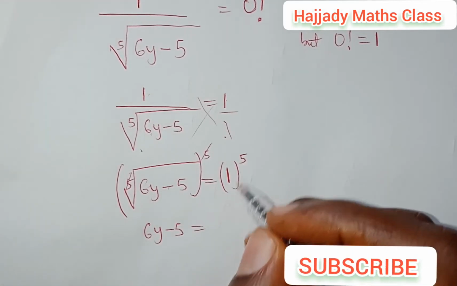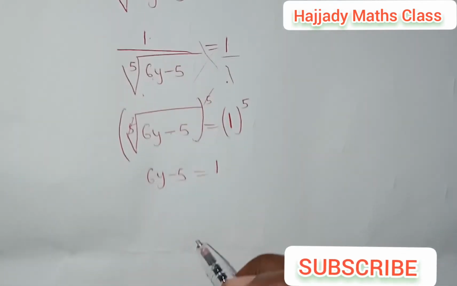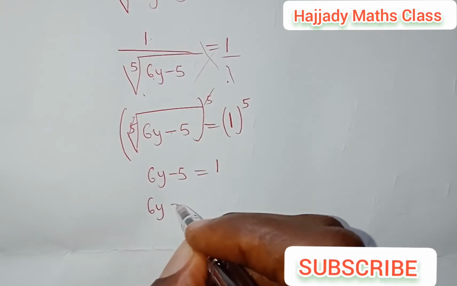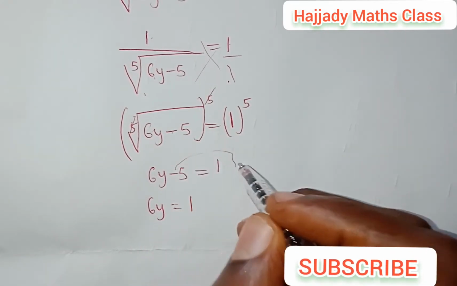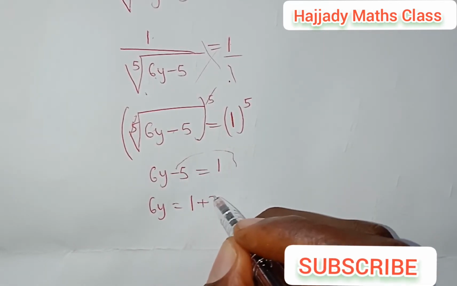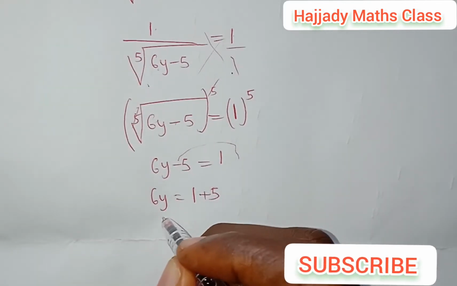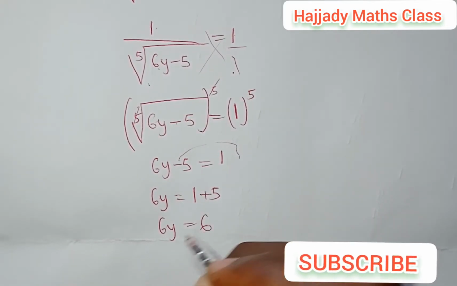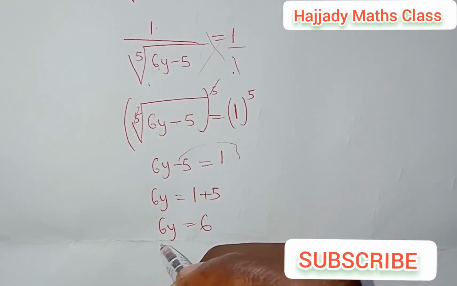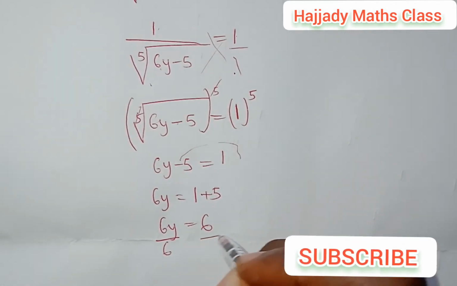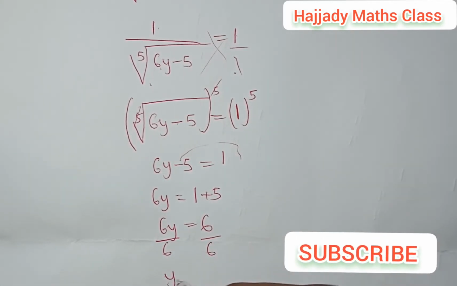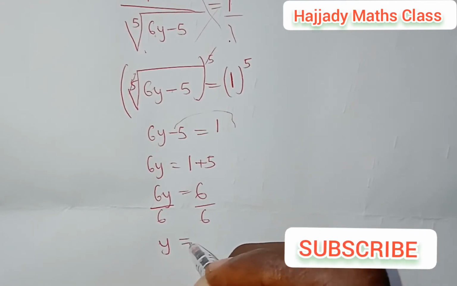1 raised to power anything is what? 1. So from here we have 6y equals 1. If minus 5 is coming to the right hand side, it turns to plus 5. So we have 6y equals 6. Divide both sides by the coefficient of y, which is what? 6. Finally, our y equals 1.